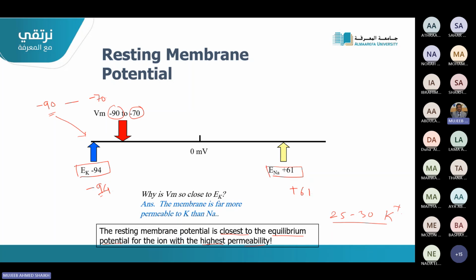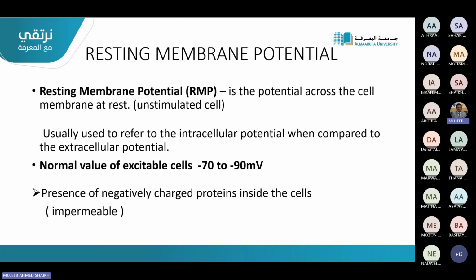So it is saying it is close to the equilibrium potential of potassium because potassium is more permeable than sodium. Now, the membrane potential in an unstimulated cell is called the resting membrane potential. When the cell is not stimulated, we call it resting, not active. The normal value is minus 70, which is only for neurons, I'm telling you many times now, and minus 90 for other cells, like muscle or any other tissue or cell.